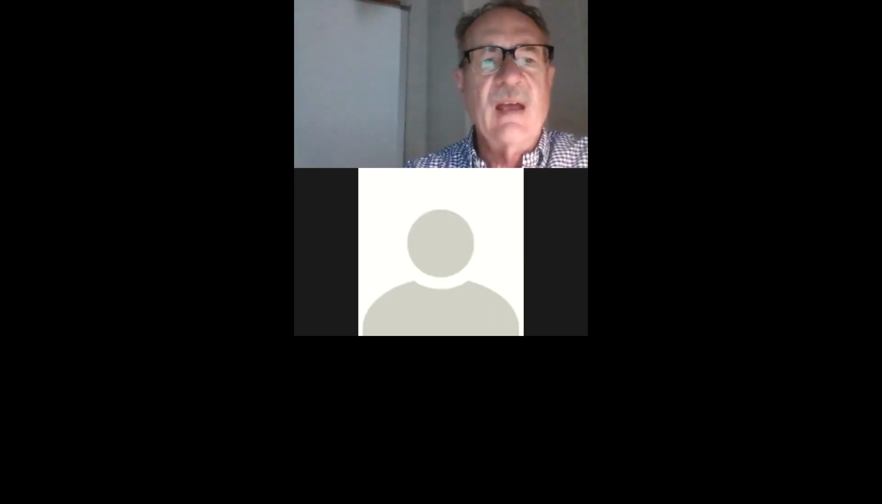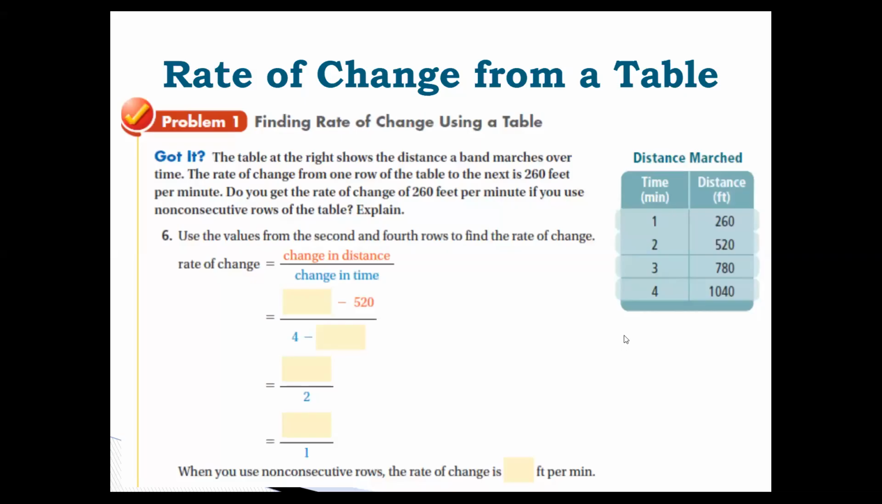So we can always calculate the change in y and the change in x when we have a table. One thing to look at is, is it a consistent rate of change? If you look in this x column, just go down through the numbers: +1, +1, +1, right? So the time is changing by a consistent amount. In the y column under distance, it's going up by 260, 260, 260. So my rate of change here is 260 feet per minute.